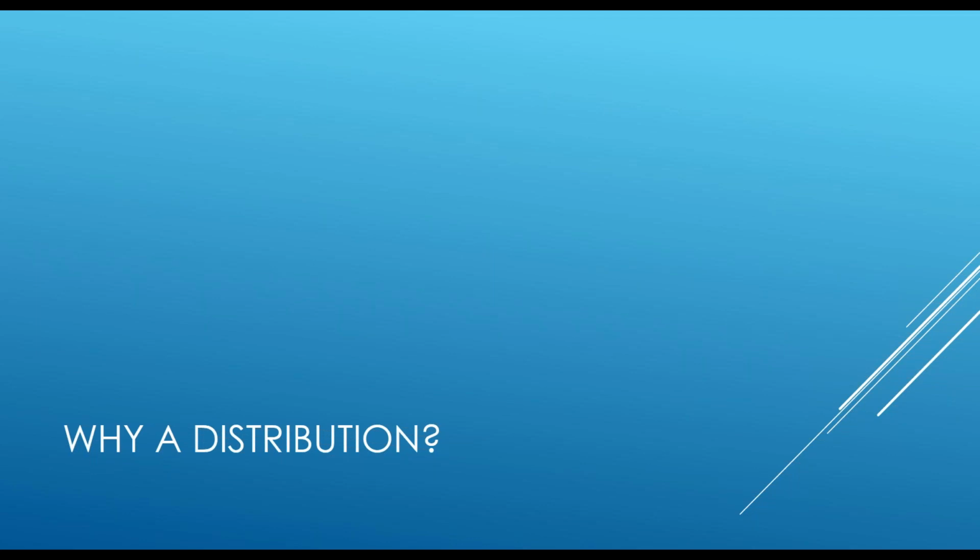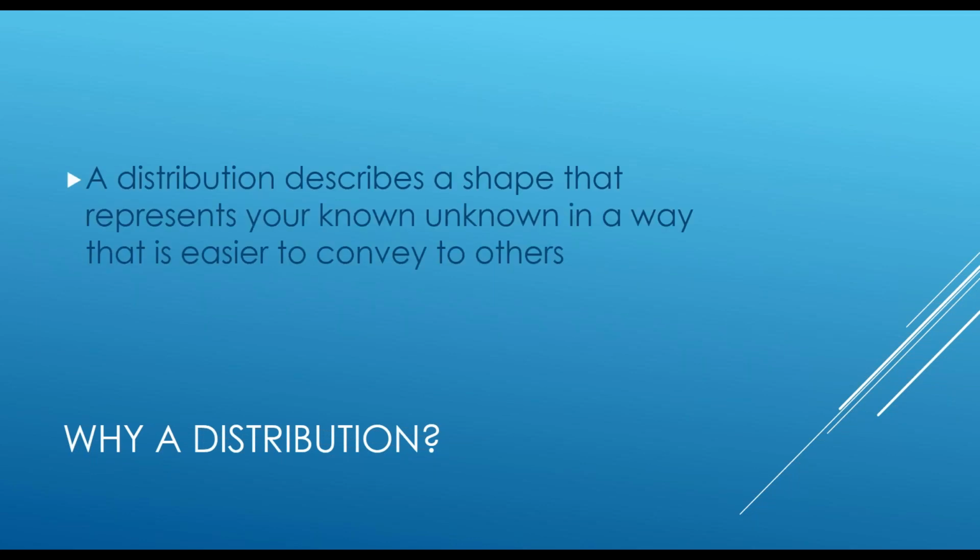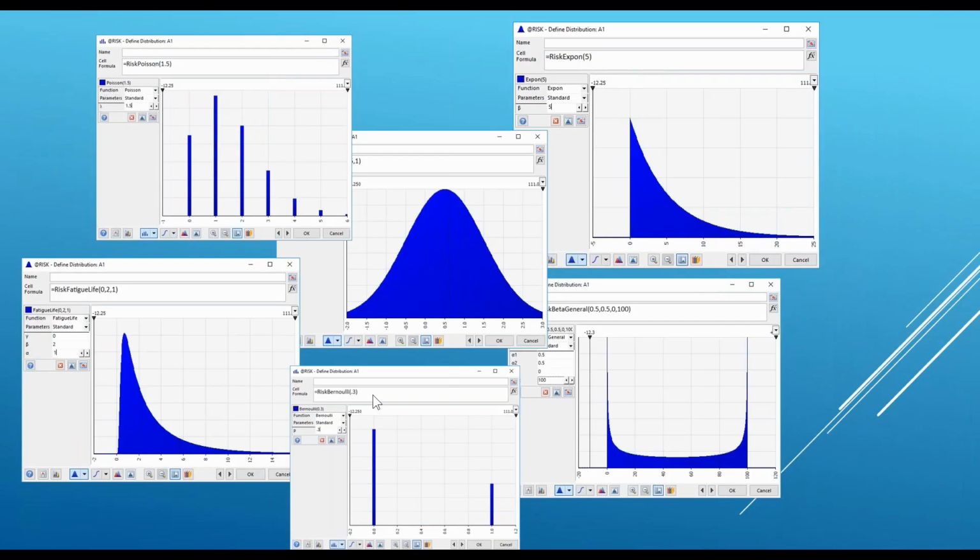But why a distribution? Why do we need a distribution? A distribution describes a shape that represents your known unknown in a way that is so much easier to convey to others. So if I were to say, oh, it's a fatigue life function, you might not really be able to understand what that looks like, what it is. So it's a lot easier to show people a distribution, and they can visualize, because humans are visual animals, so they can visualize what this distribution looks like. And this is just a handful of some examples.